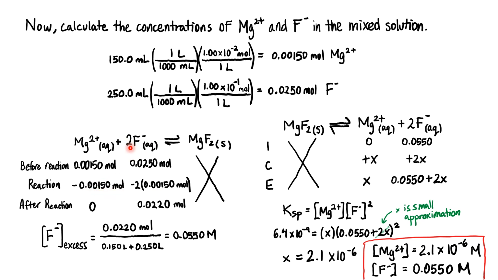But keep in mind that there's a coefficient of 2. So for every 1 mole of these, it's got to pair up with 2 moles of F-, and there we show it. It's going to be 2 times the amount of magnesium that you have.